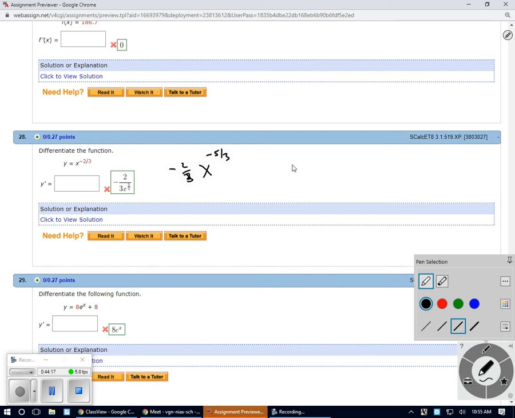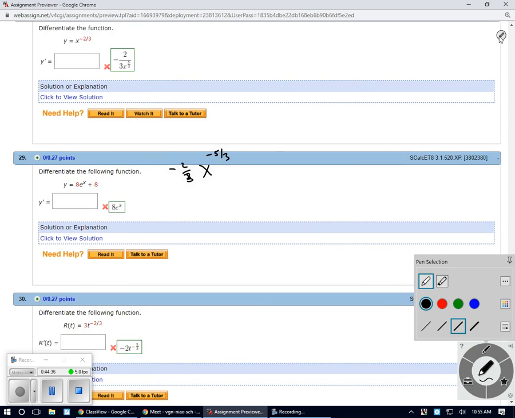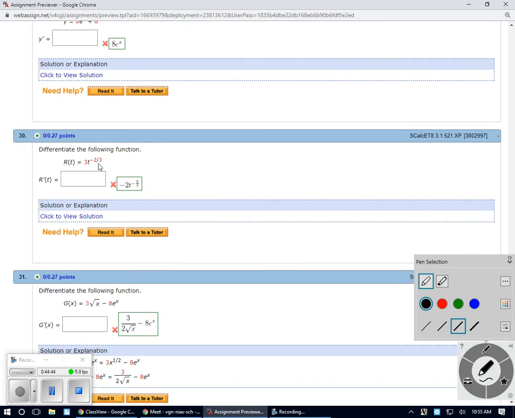So if you did the derivative of that, it's going to be positive 10/9, x to the negative 8/3, right? I'm talking about number 28, the next one. Next, 8 e to the x plus 0. Negative 6/3 and subtract 3/3.